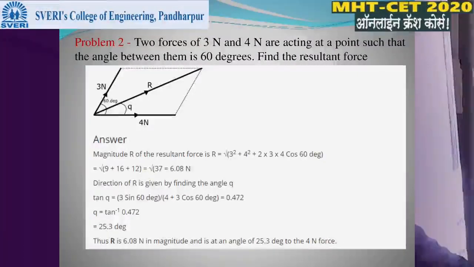या प्रॉब्लेम मध्ये आपल्याला गिवन व्हॅल्यूज कोणते कोणते दिलेले आहेत? दोन फोर्सेस दिलेले आहेत. पहिला फोर्स आहे 3 न्यूटन आणि दुसरा फोर्स आहे 4 न्यूटन. ओके, आणि त्या दोन फोर्सेस मध्ये काहीतरी अँगल आहे आणि तो अँगल आहे 60 डिग्री. आणि आपल्याला विचारलेलं काय आहे, तर रिझल्टंट फोर्स किती असेल, R इज इक्वल टू किती असेल.